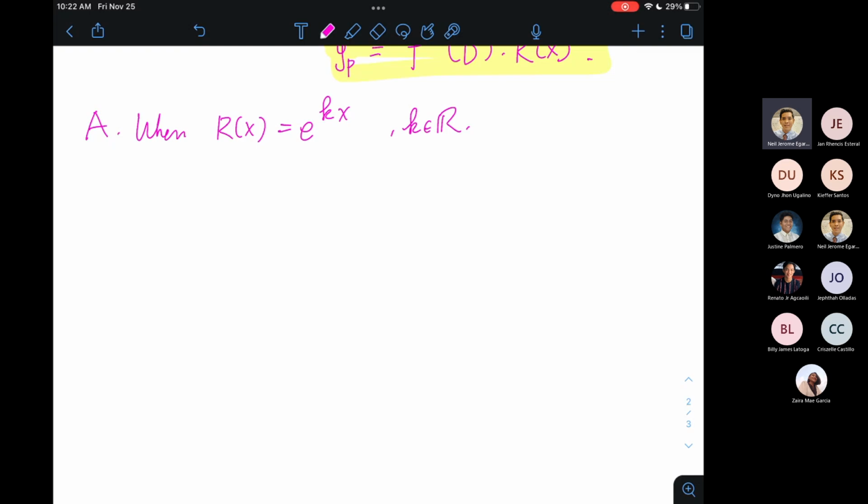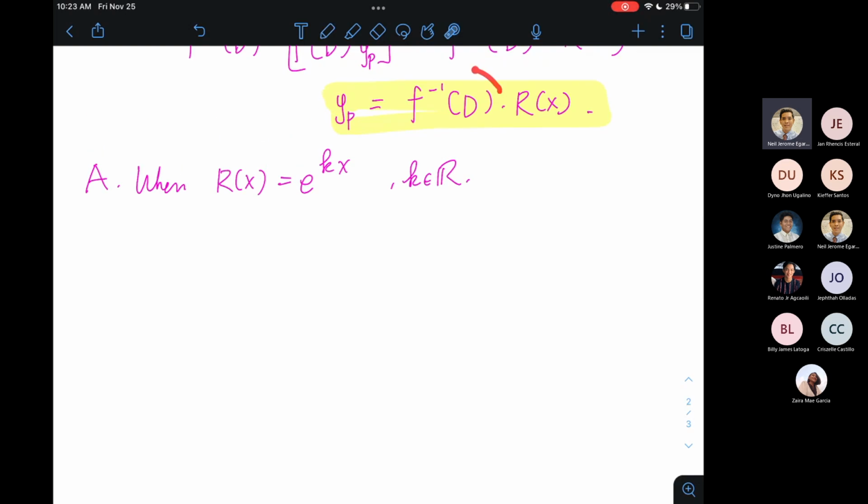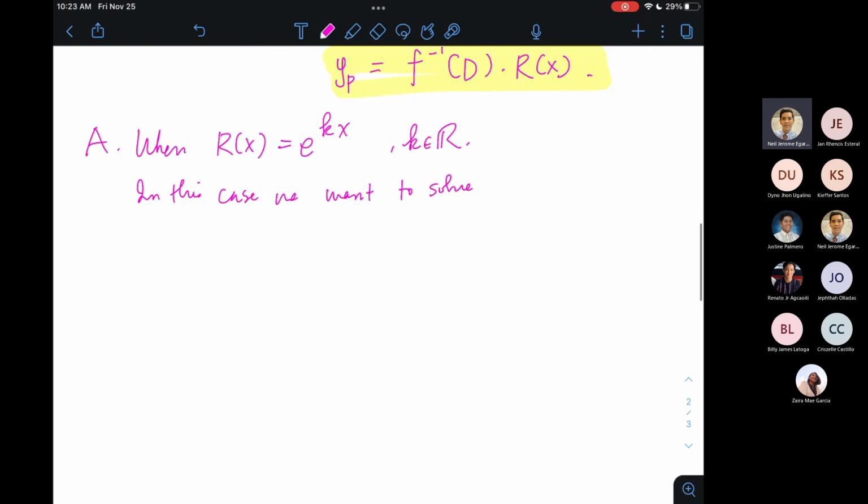Now, an alternative is this. We're going to use some theorems para ma-simplify yung pagkuha ng particular solution. Okay? Now, how do we do this? Well, I need to find a way on how to apply f inverse of D to the exponential function e to the kx, right? So in this particular case, we want to solve f of D applied to y sub b equals e to the kx. Diretso ko na, e to the kx. Alright? So ito yung gusto nating mangyari.